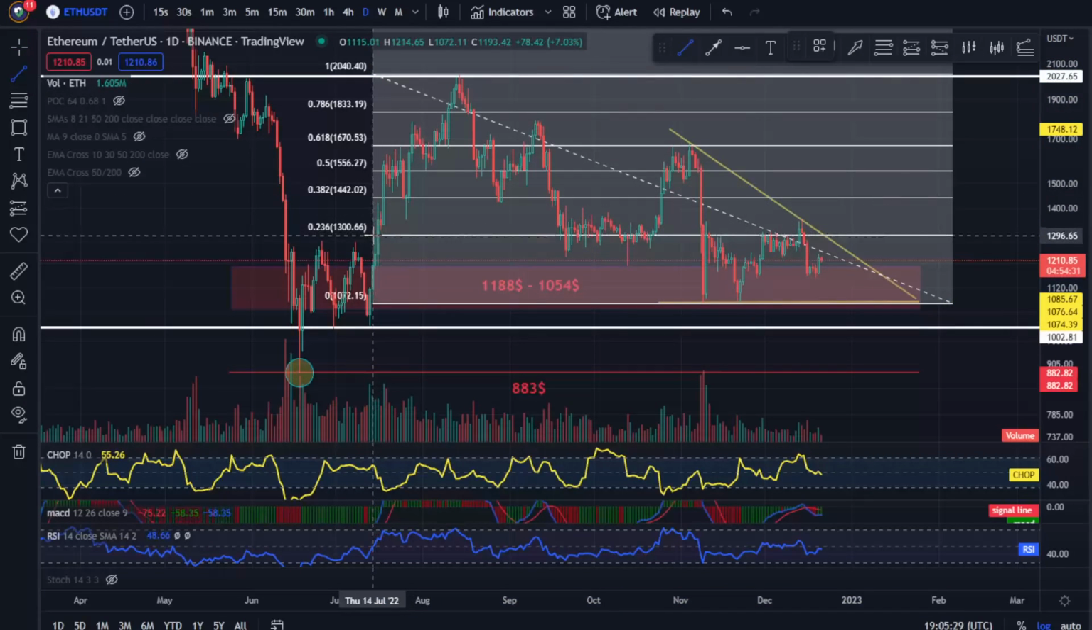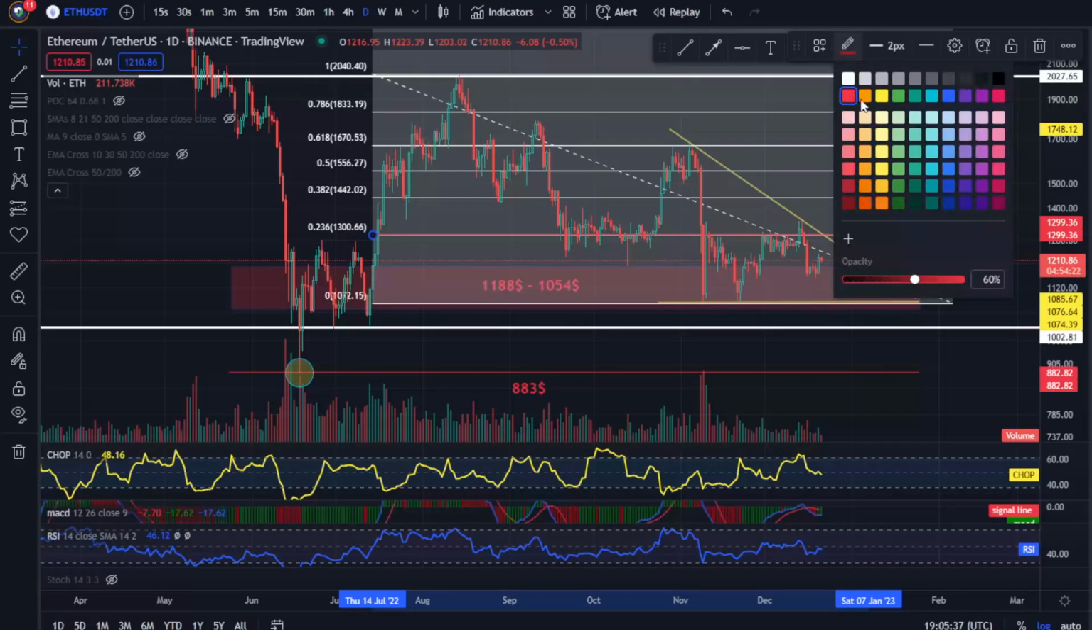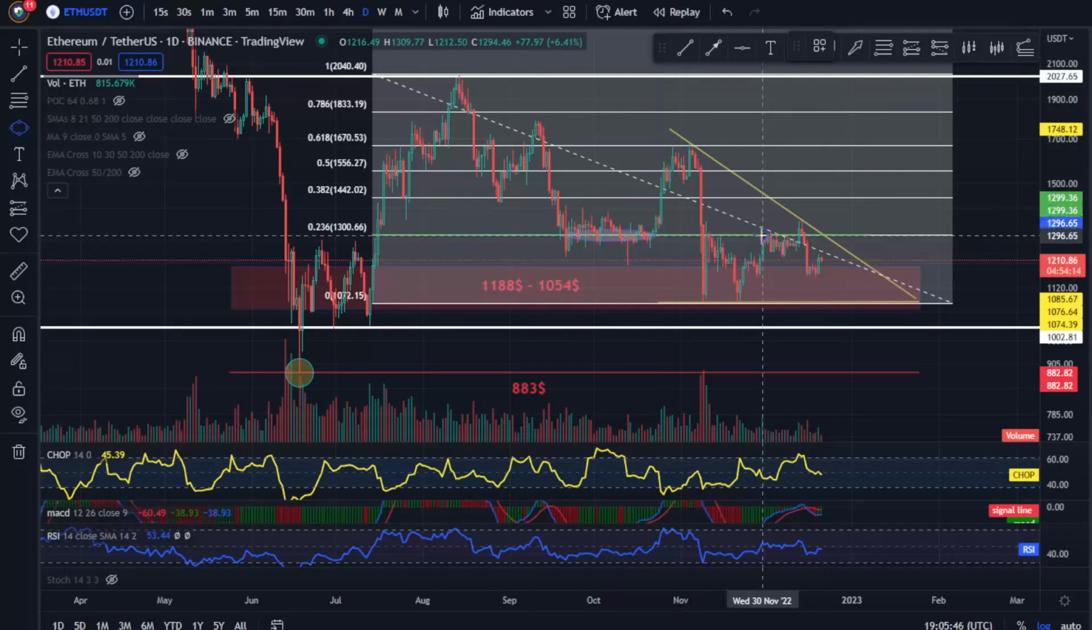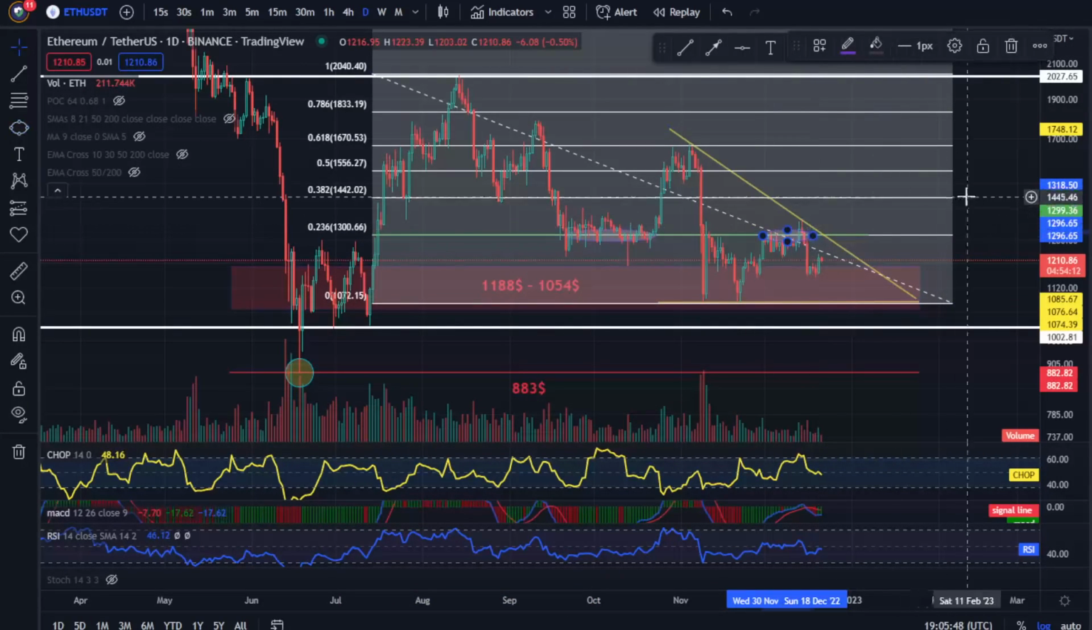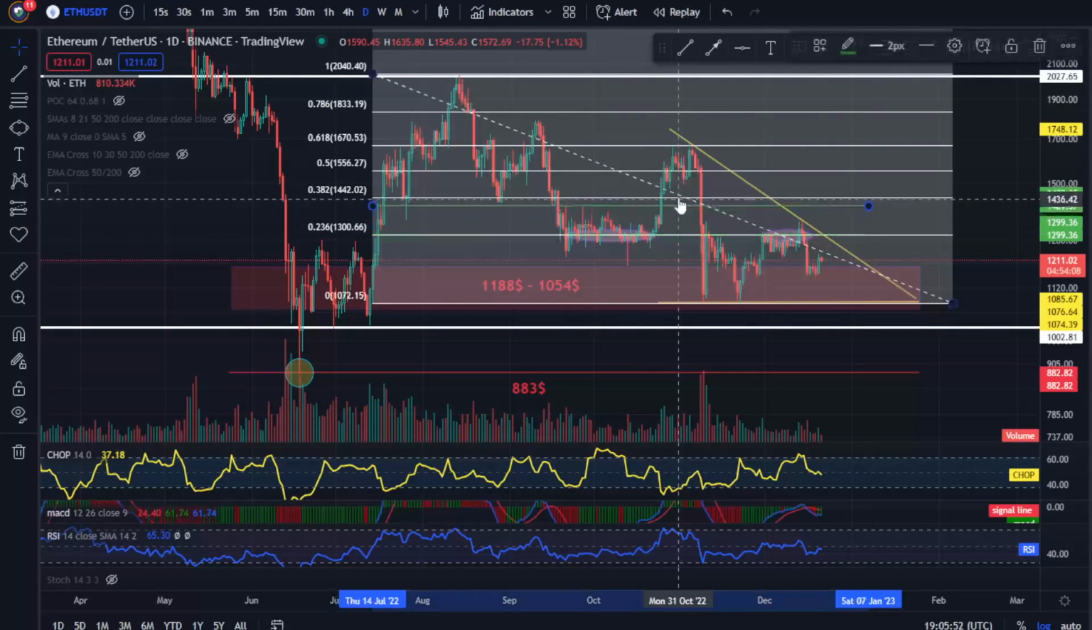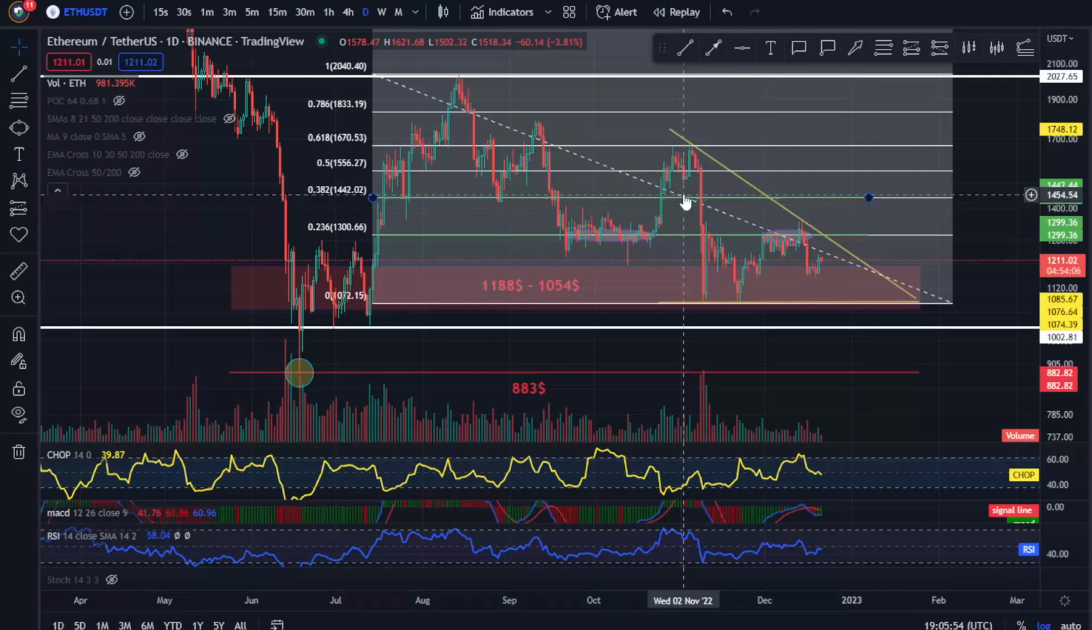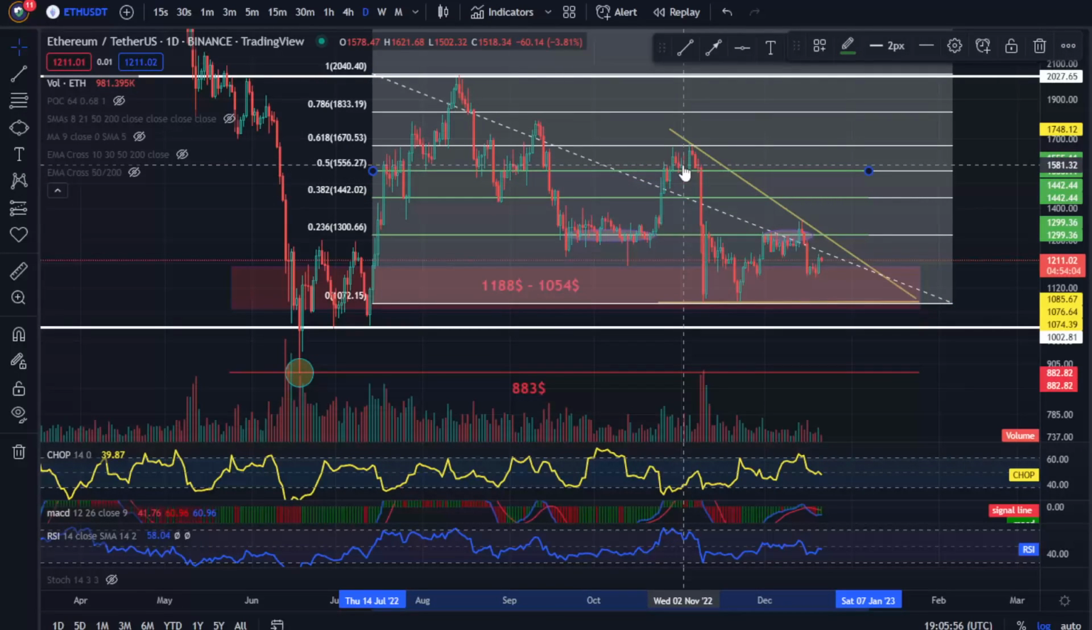Now let's move on to checking the resistances that the price has to overcome on its upward path, and we see the first resistance at $1,299, which was previously a strong support area and is now bouncing back at the same spot. Moving on, we have second resistance at $1,442, third resistance at $1,555.